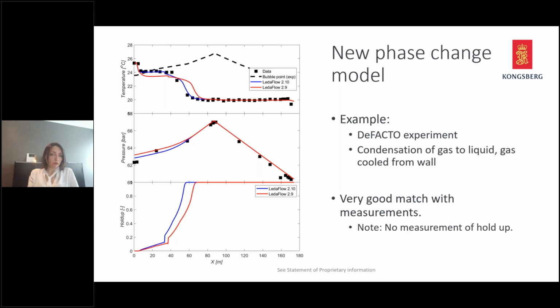There is also a good match in terms of pressure. We don't have any measurement for the holdup, so this graph at the bottom only shows the consequence of this new phase change model and the differences that you can expect between LedaFlow 2.9 and LedaFlow 2.10.